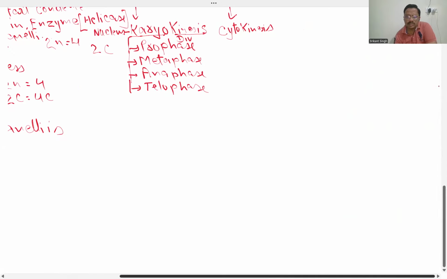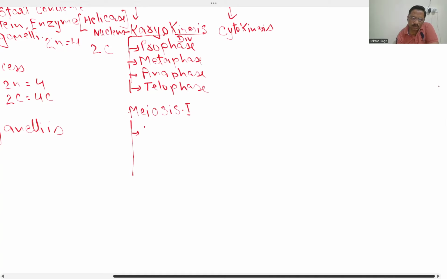And what about the meiosis process? Karyokinesis. In meiosis 1, beta, always remember, it is divided into two phases, meiosis 1 and meiosis 2. So meiosis 1 is a reductional division. Prophase 1 is very big.